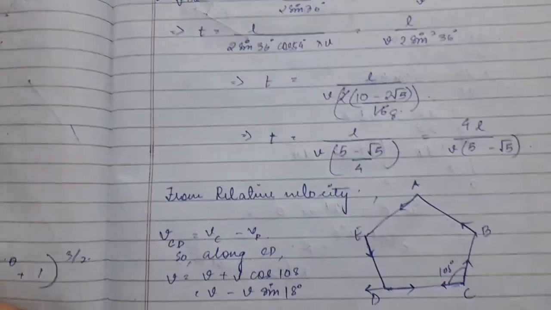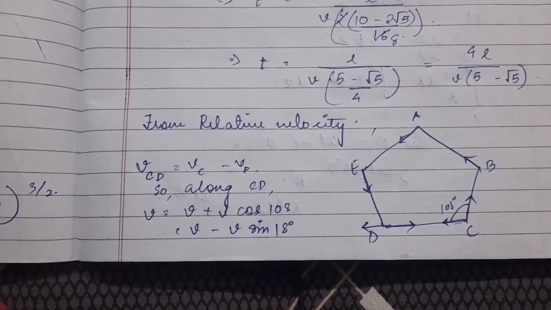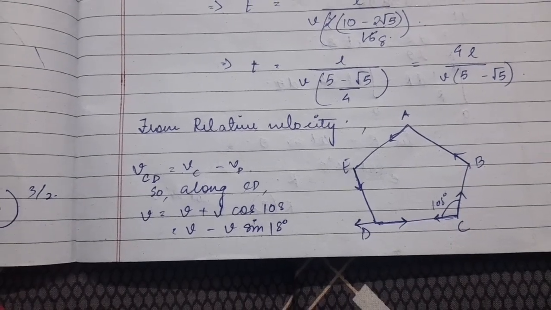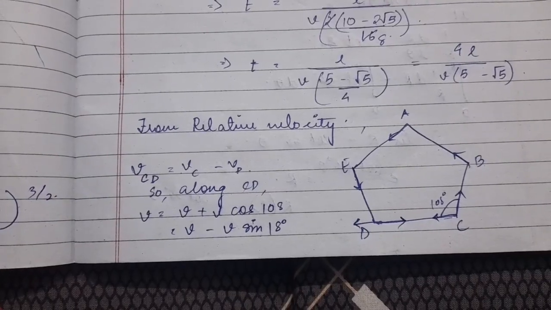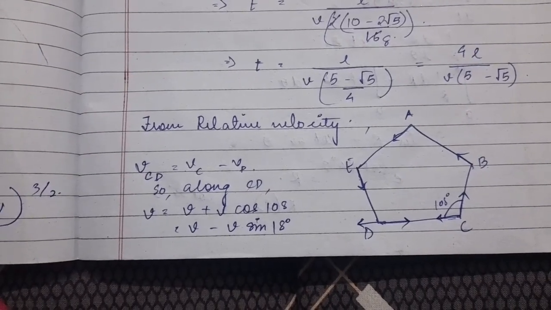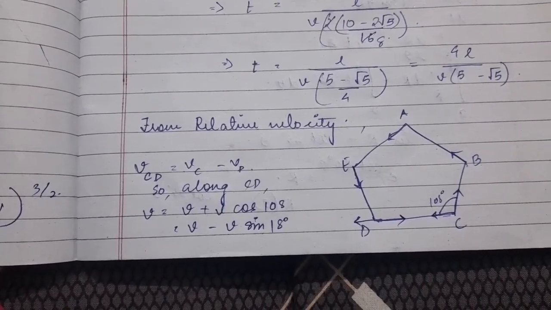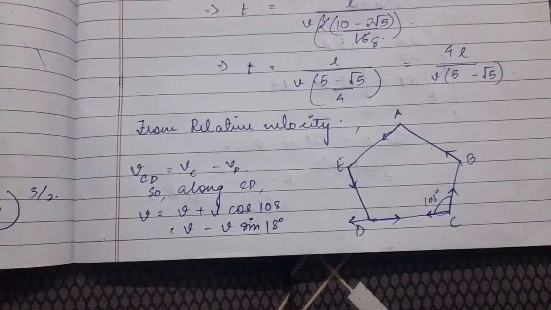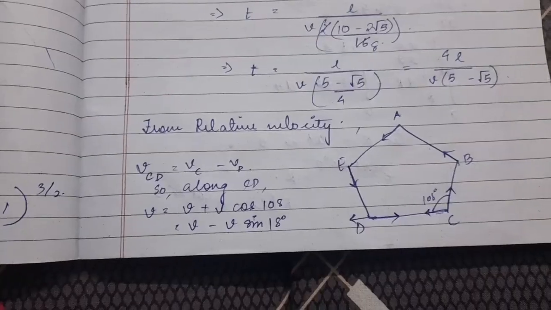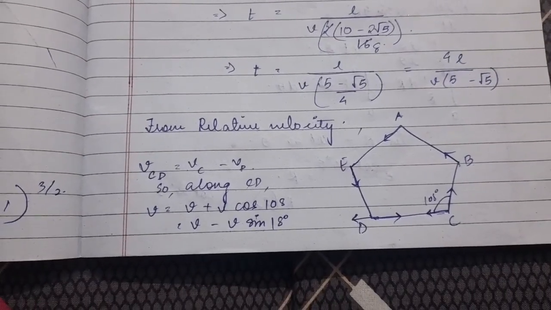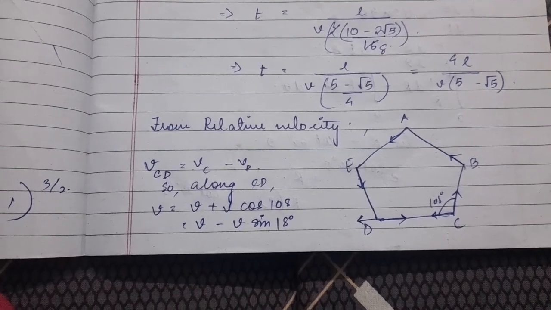And the other way to solve this problem is from the relative velocity concept. I can take any two particles, and I have taken D and C for convenience. So I have taken the velocity of C with respect to D, which is velocity of C minus velocity of D. So we have to give the D velocity to both the particles. Along the line CD, the velocity of C with respect to D is v plus v cos 108 degrees, which is nothing but v minus v sin 18 degrees.